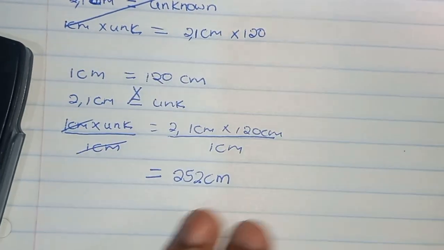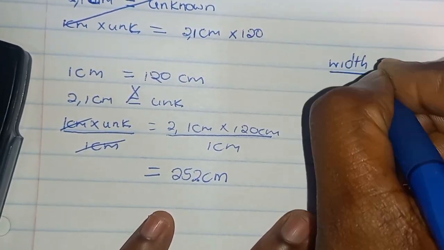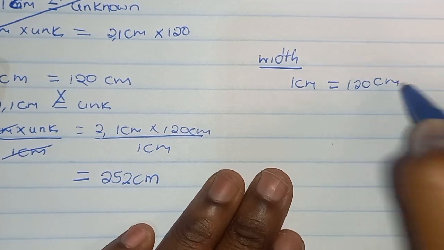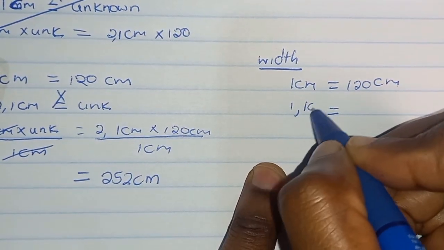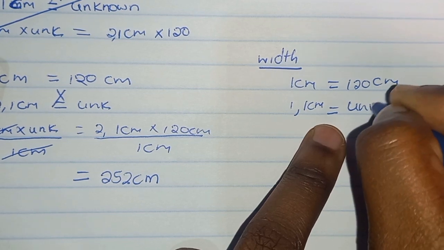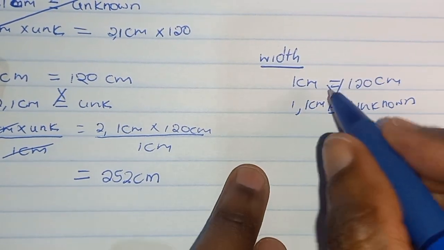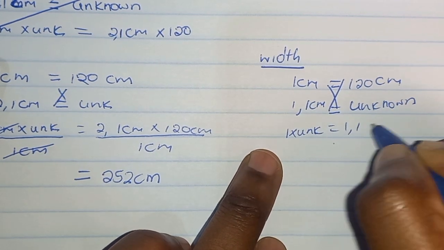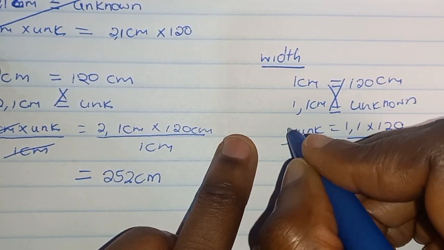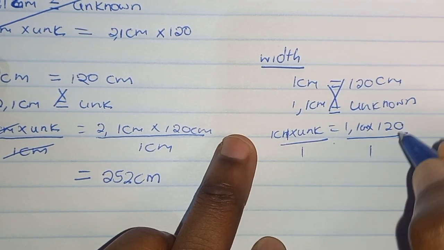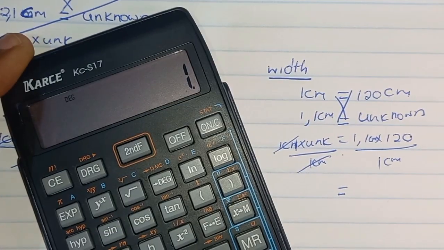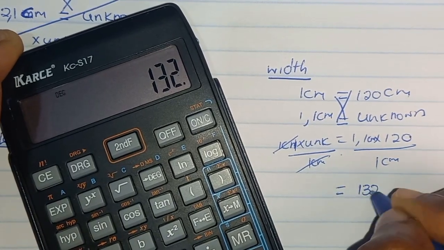This is the length, so I'm now going to do the width. So the width now is 1 centimeter is equal to 120 centimeters, which now we have 1.1 centimeters, and that is how many? That is unknown. Cross multiply, and then we have 1 times unknown is equal to 1.1 times 120, divide by 1 this side, divide by 1 this side. So remember, that's 1 centimeter, and that's 1 centimeter. I'm just being lazy, I'm just going to write it all, and that cancels that. So we have 1.1 times 120, and that is 132 centimeters.